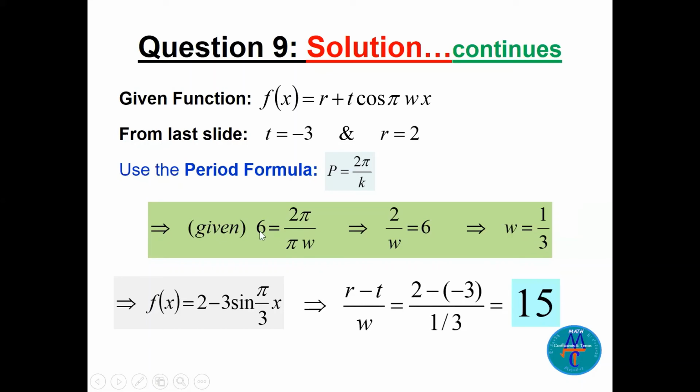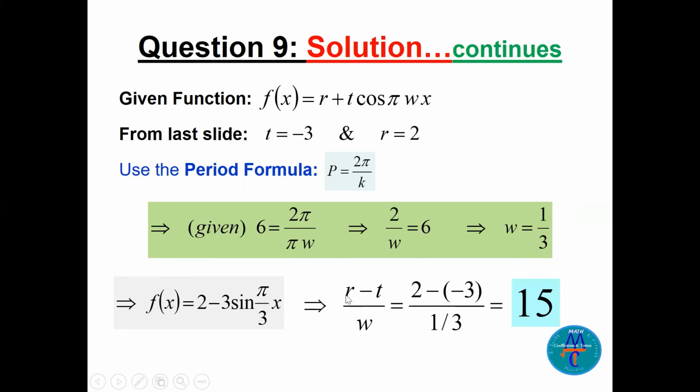And the period is 6, given. So cancel the pi: 2 over w is equal to 6. So w will be 1 over 3. So I write the function here if I need it: 2 minus 3 sine pi over 3x.